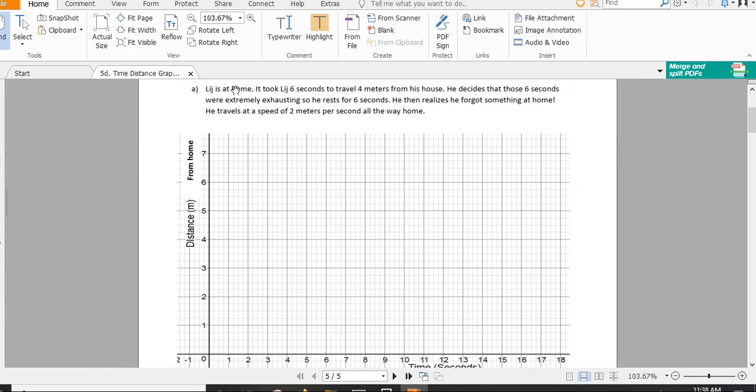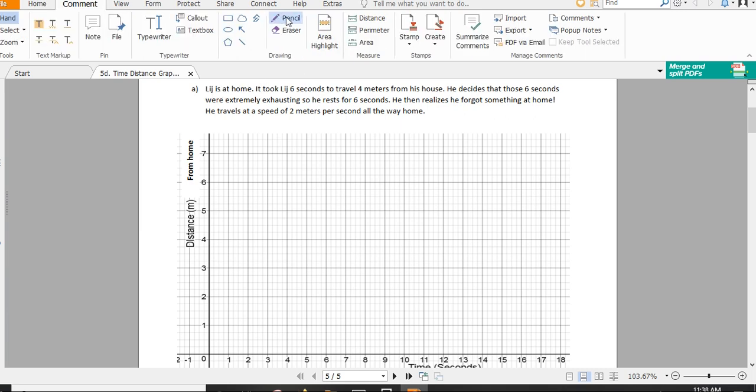Okay, so Lij is at home, probably because Lij is quarantined. So Lij is at home. If I look at the y-axis, in this case, our y-axis represents the distance from home, okay? And this time will be time in seconds. So at 0 seconds, how far is Lij from home? 0 meters, correct. So Lij starts at 0 meters.